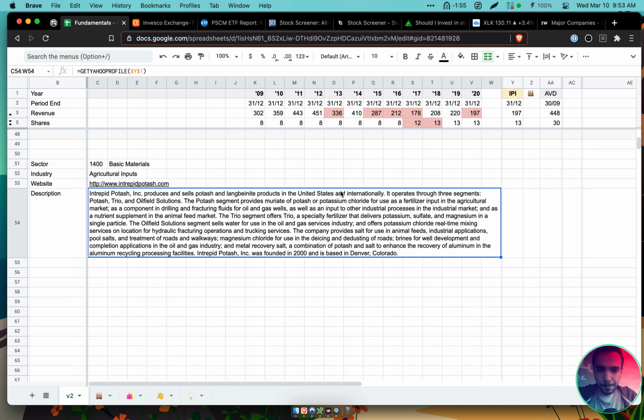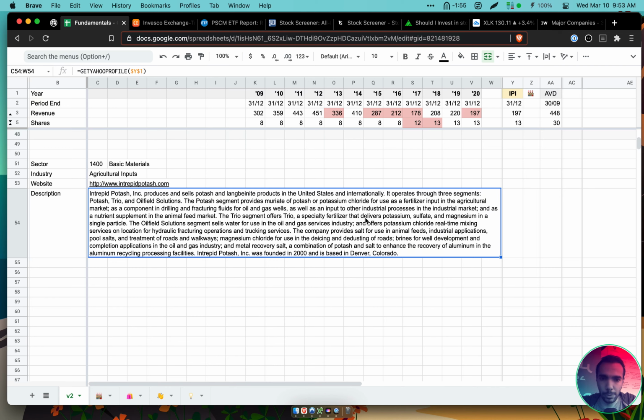Fertilizer input, a component in drilling and fracturing fluids for oil and gas wells, and as a nutrient supplement in animal feed. Huh. What do you know? It's like a mixture of all of these different industries.